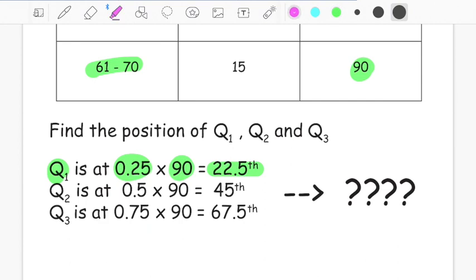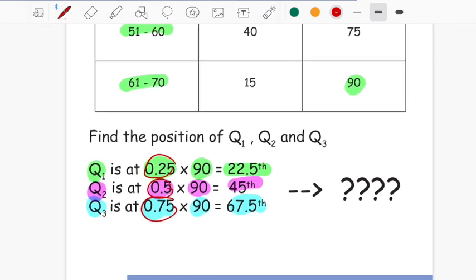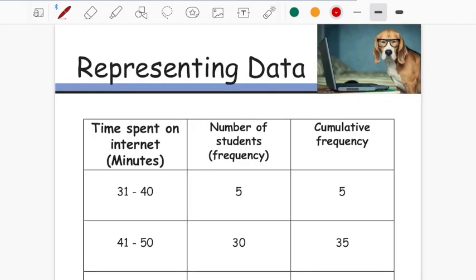Then Q2, 0.5 times 90, you get the 45th position. Then Q3, 0.75 times 90, this is the 67.5th position. Always remember, as I told you, Q1 is the 25th percentile, Q2 is the 50th percentile, Q3 is the 75th percentile. Okay, all right, let's see, what do I do next?